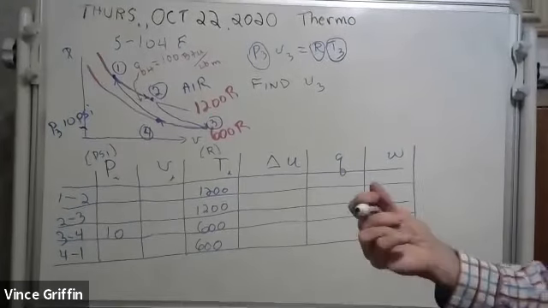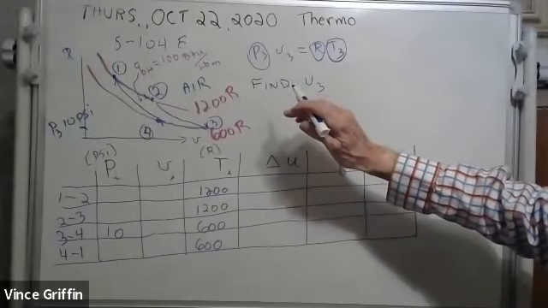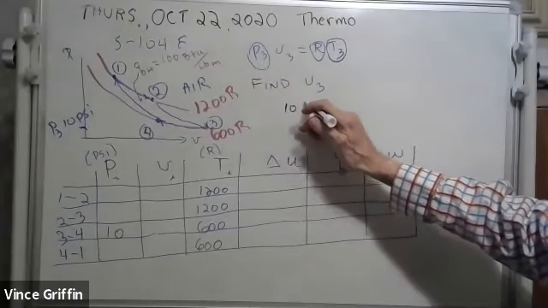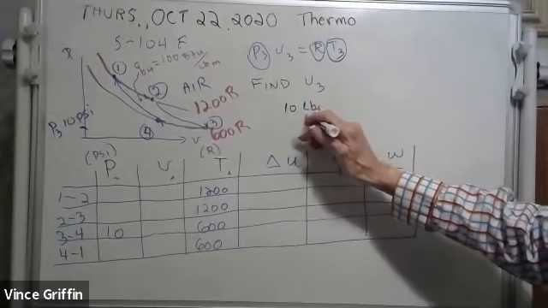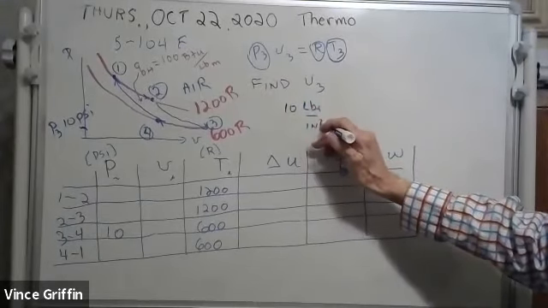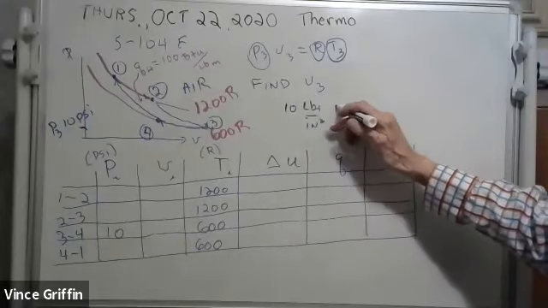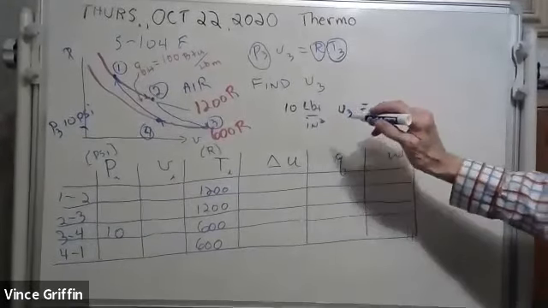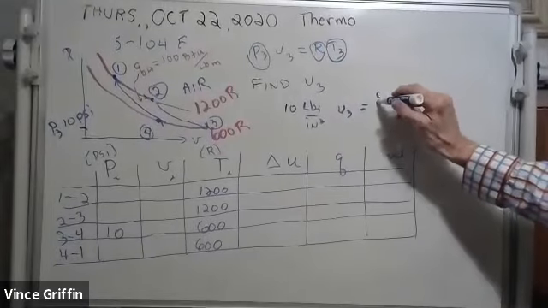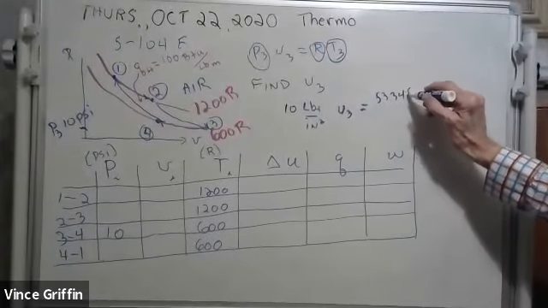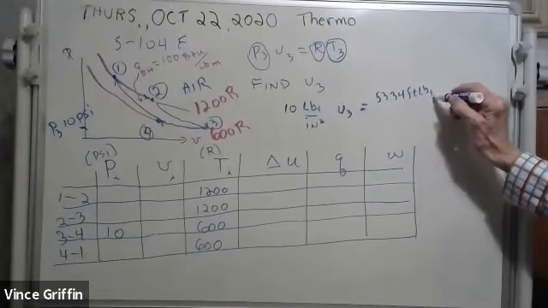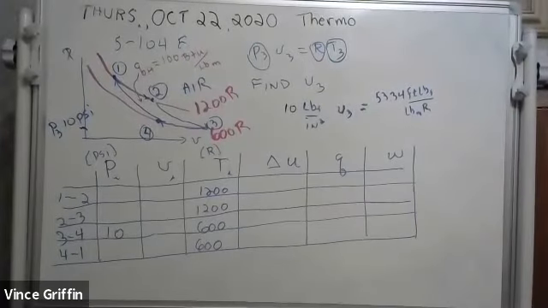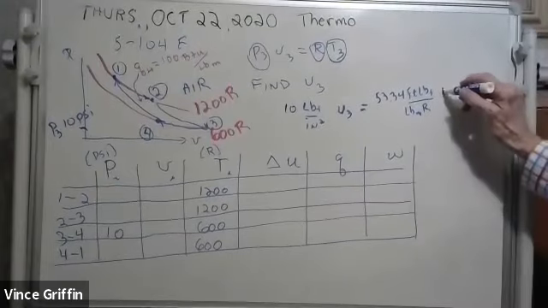Here, let me write it out for you. Okay, we know P3 is 10 PSI. You know what that is? That's a pound force per square inch. That's what a PSI is. And then V3 is what we're trying to find. Now R, if you look it up, we're in English units. It's 5334 foot-pounds force per pound mass Rankine. And T3 is 1200 Rankine.